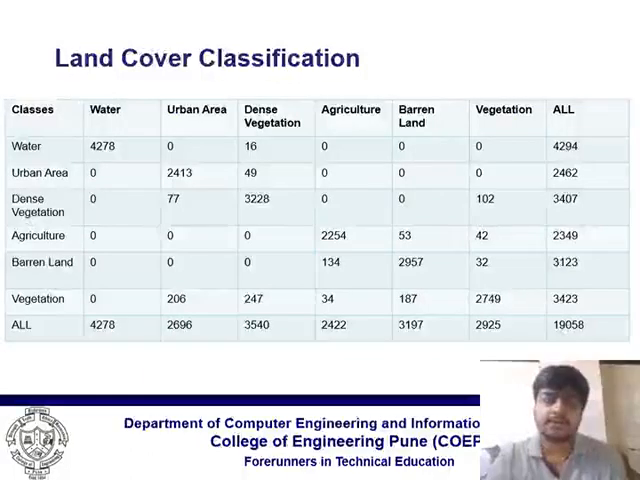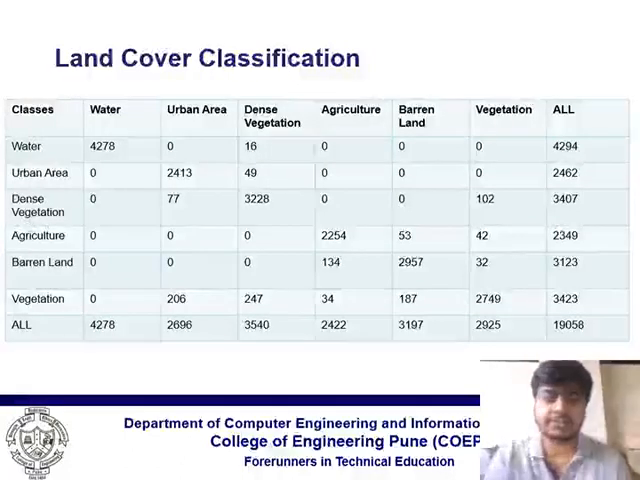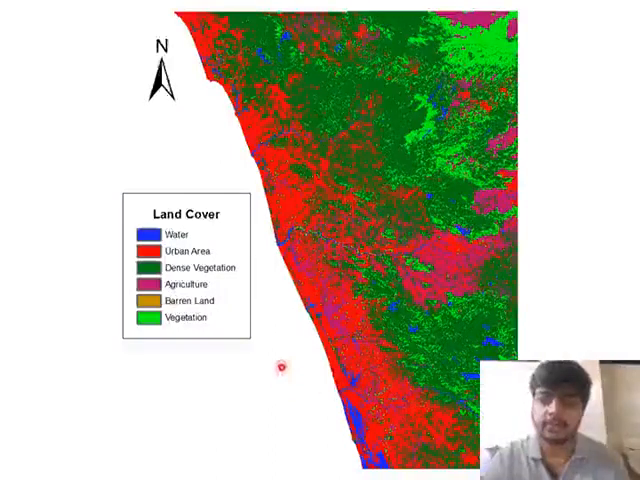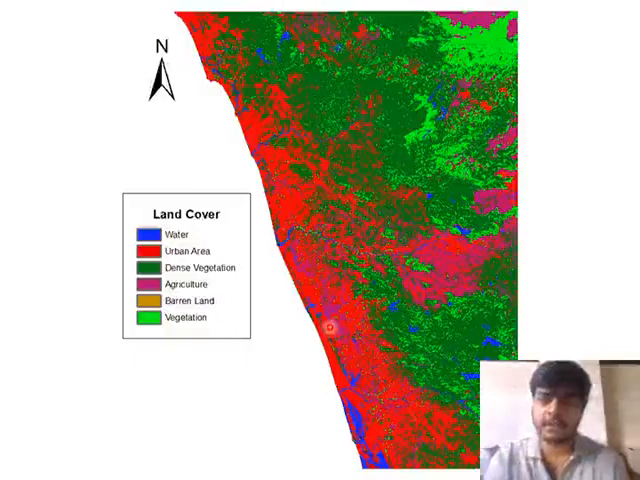The land was classified into six categories: water, urban area, dense vegetation, agriculture, barren land, and vegetation. And this is the resulting land cover classification image that I have got. As you can see, on the coastal side, from where the pipeline is supposed to go, is an urban area along with some patches of agriculture. And on the right side, there are vegetation and dense vegetation areas along with some patches of agriculture area.